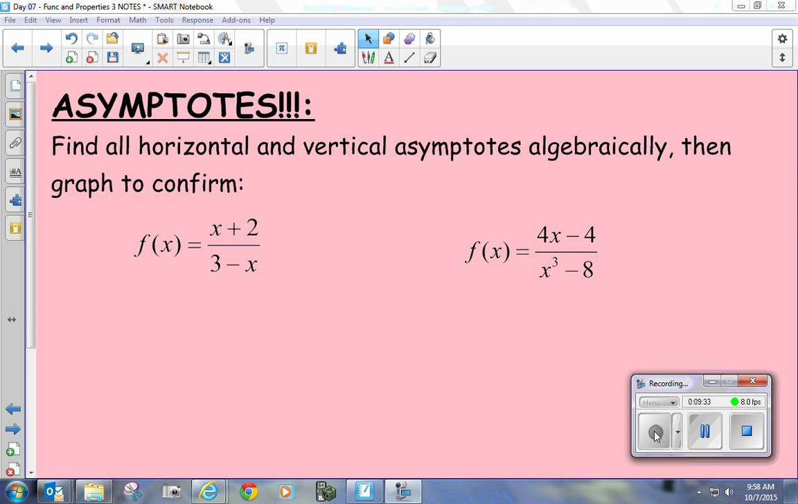Okay, so let's go over these two functions we have, find the horizontal and vertical asymptotes for them algebraically. And I had a good question. A student had mentioned to me, how do I know which term is bigger on the top or the bottom, if they have the same exponent?